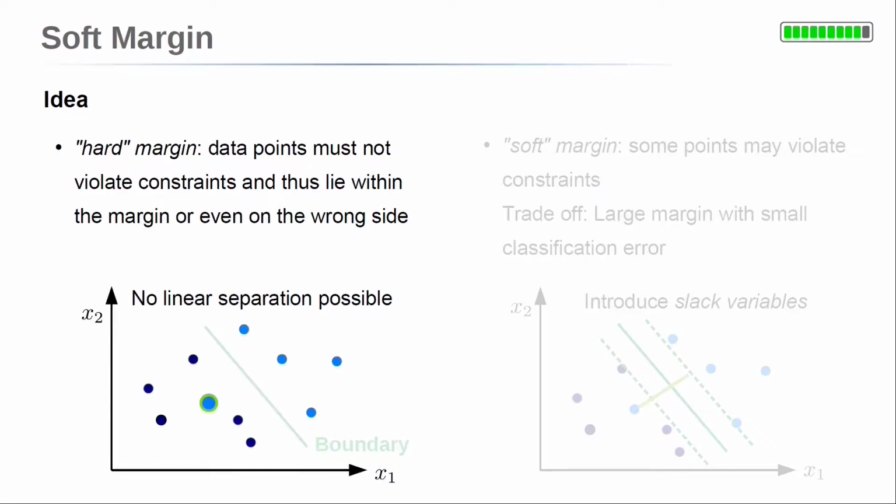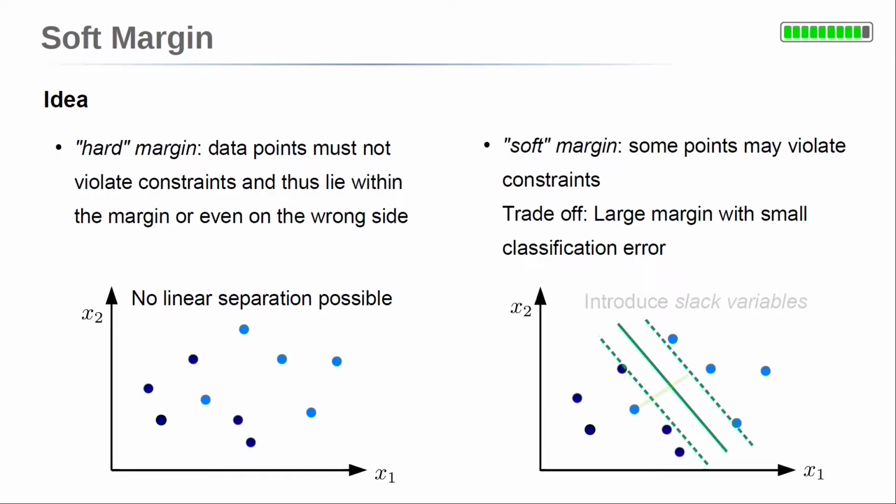However, so far, our margin does not allow data points to be within the margin or on the wrong side of the separating boundary. This is called hard margin. We could use a variable transformation, but this seems not appropriate if only a few outliers violate the condition of linear separability.